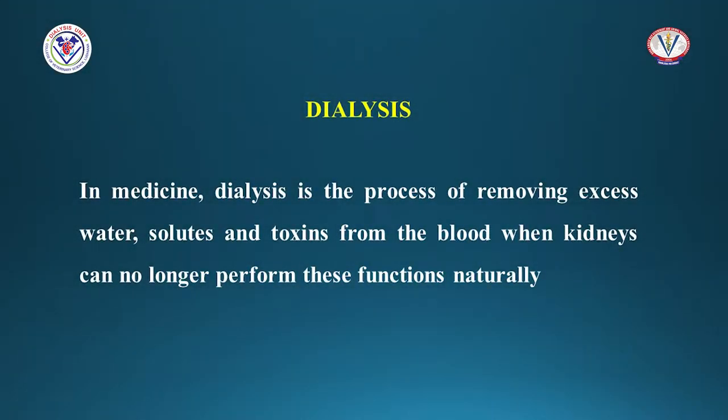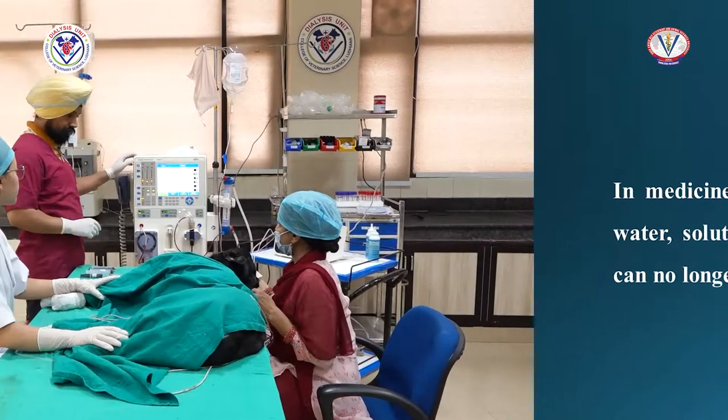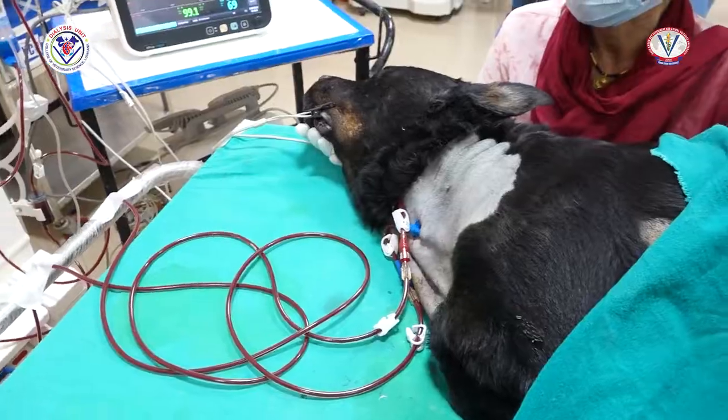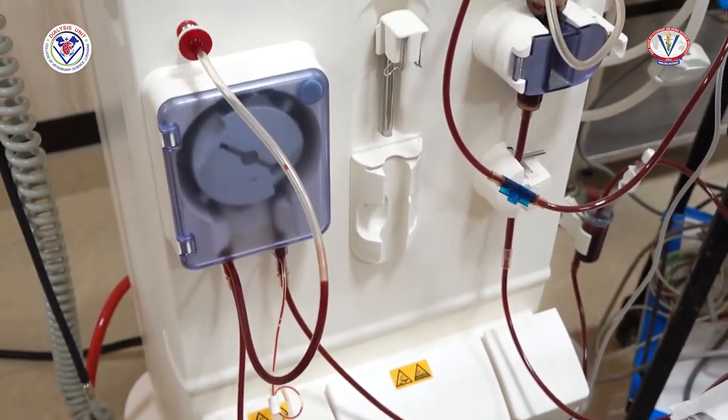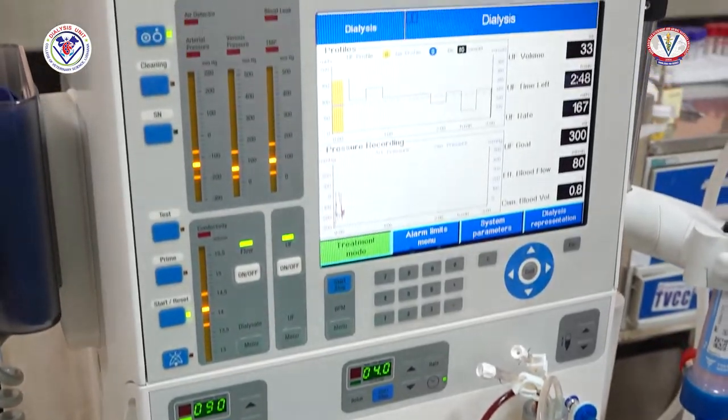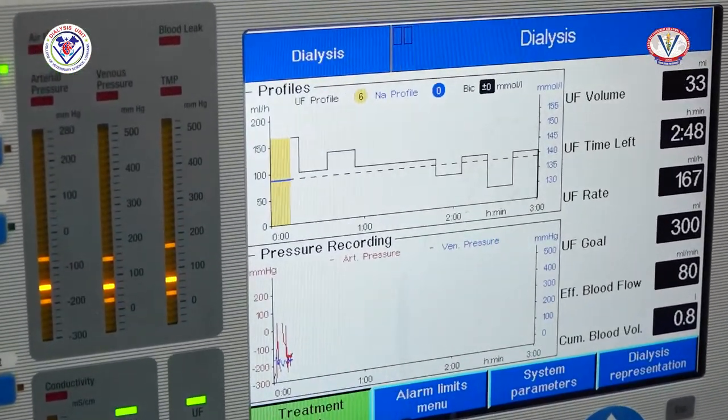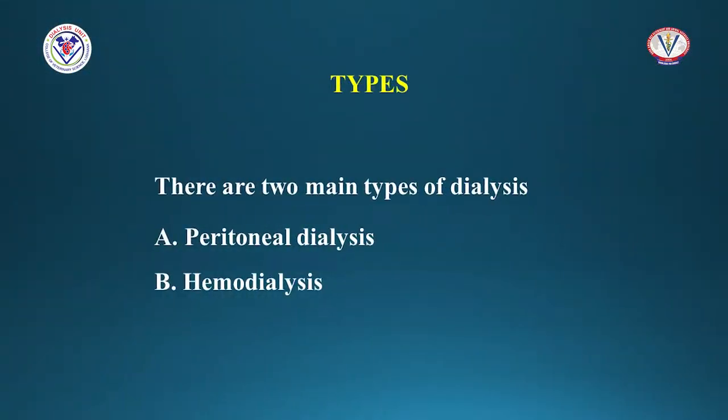Dialysis. In medicine, dialysis is the process of removing excess water, solutes, and toxins from the blood when the kidneys can no longer perform these functions naturally. This is also referred to as renal replacement therapy, or RRT for short. Types. There are two main types of dialysis, peritoneal dialysis and hemodialysis.